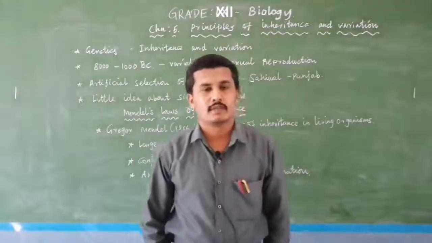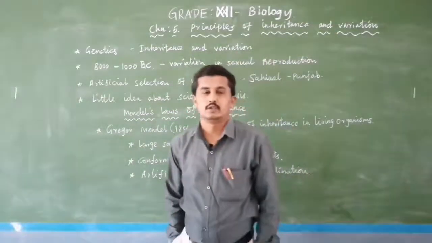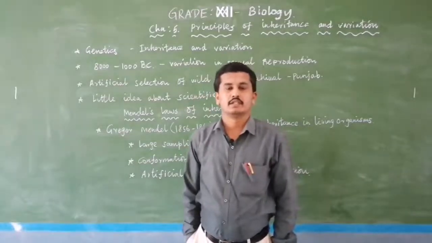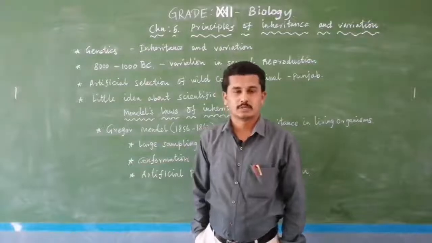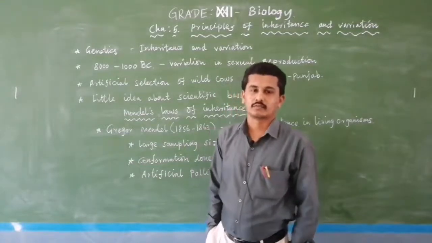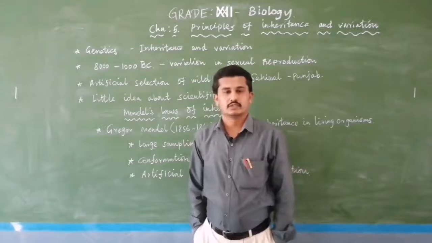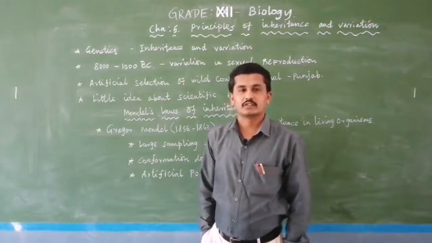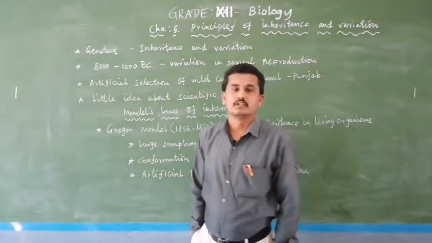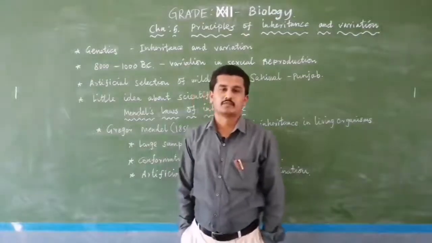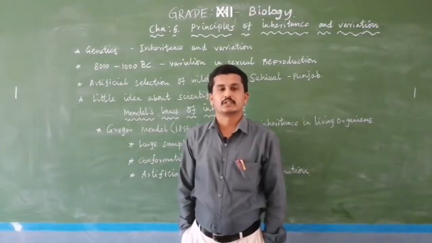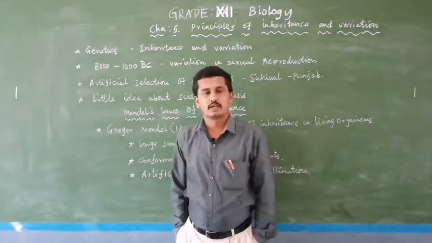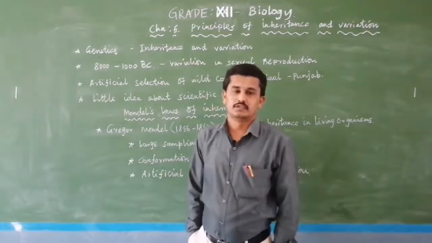So far we have completed unit 1 in 12th standard biology. In unit 1 we have completed 4 chapters. Chapter 1, reproduction in organisms. Due to the COVID-19 situation, the reproduction in organisms lesson is deleted. Then the second chapter, sexual reproduction in flowering plants. The third chapter, human reproduction, and the fourth chapter, reproductive health. So far we have completed 4 chapters in the first unit.